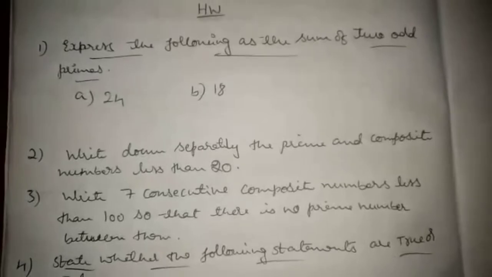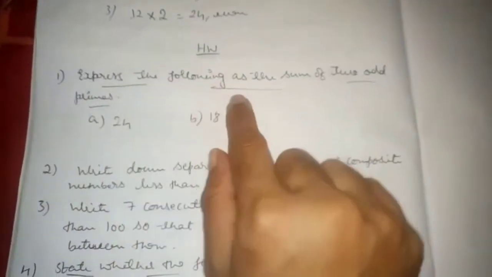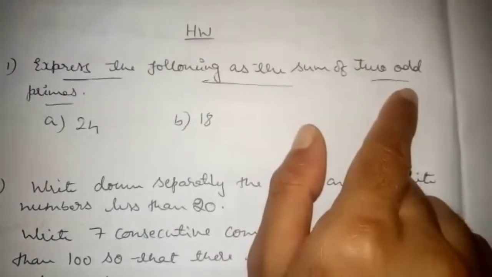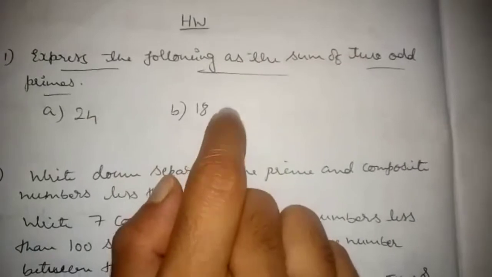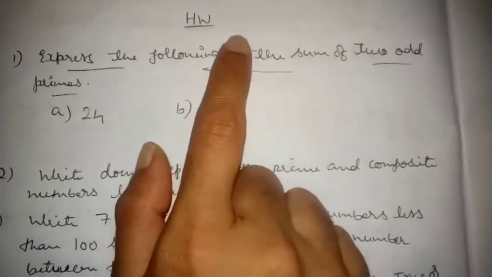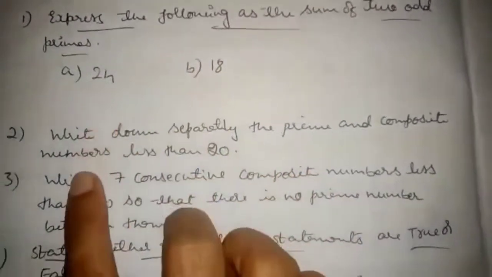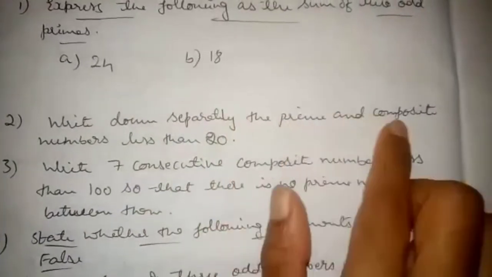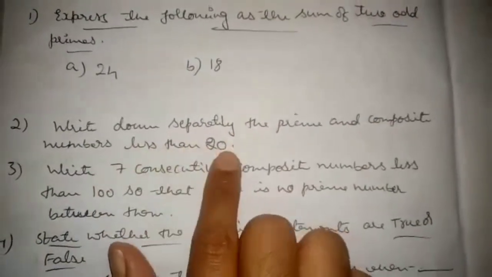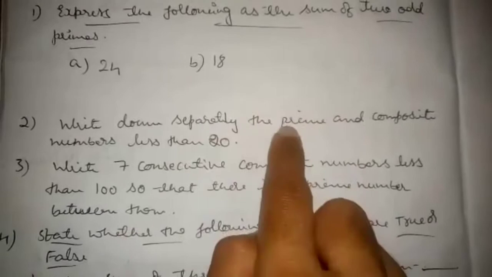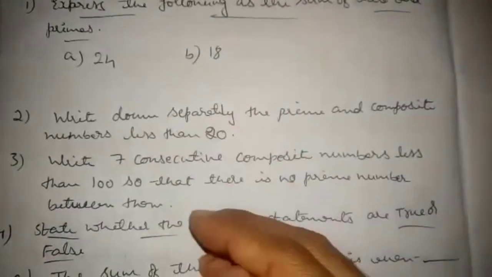Students, take down some homework problems. There are 4 questions and sub-questions. First one: express the following as the sum of 2 odd primes, 24 and 18. This type of problem I have solved; the same way you have to solve this also. Second: write down separately the prime and composite numbers less than 20. All prime numbers and composite numbers less than 20 you have to write separately.